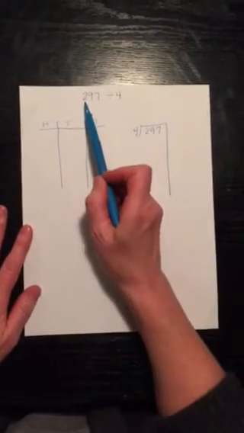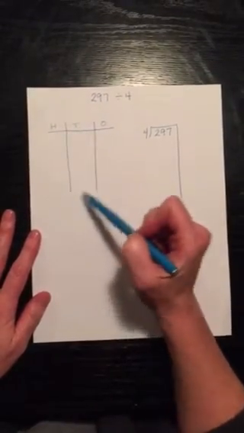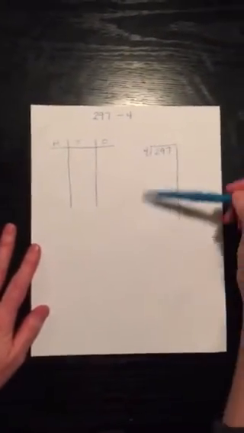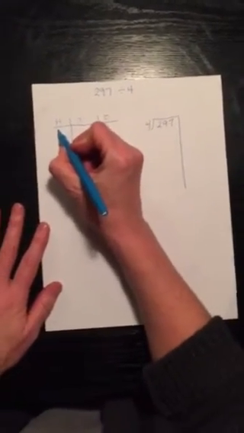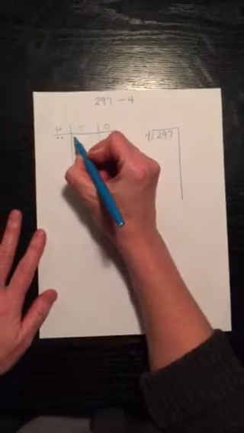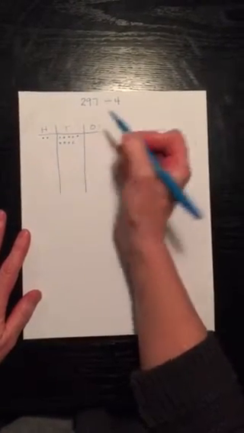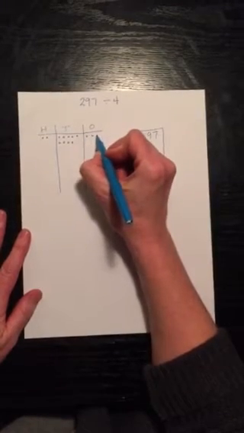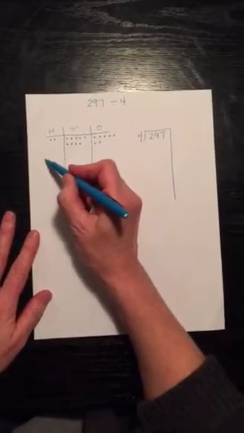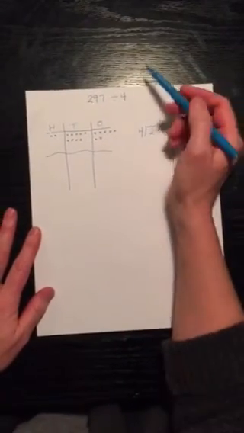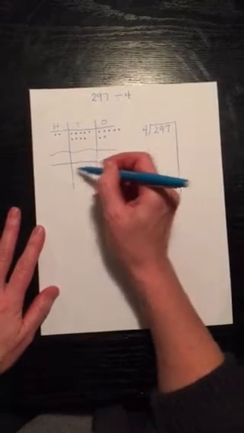I'm going to show you how we divide 297 by 4 using the place value chart and partial quotients. So first I'm going to represent 297 on my place value chart. And I know because my divisor is 4, I'm going to divide it into 4 groups.